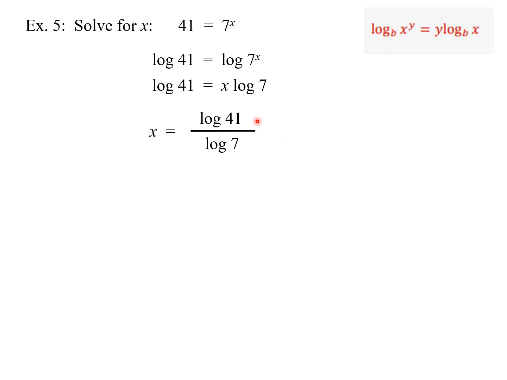And the log of 41 is a number. The log of 7 is a number. I'm not sure what they are, I don't really know, but your calculator does. So get your calculator out and take the log of 41 divided by the log of 7. And you should get, to the hundredths place, 1.91. Check that. Make sure that you do.